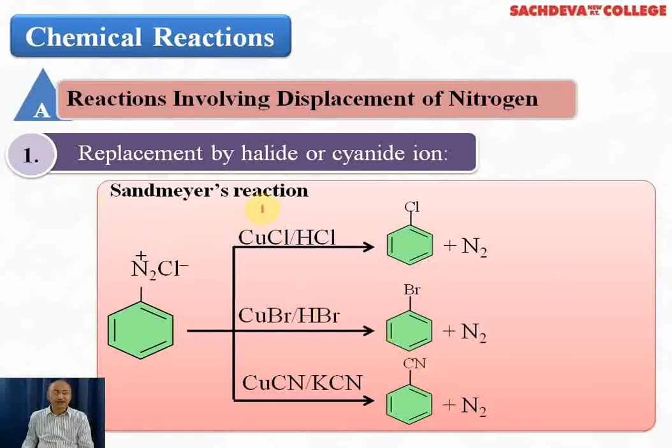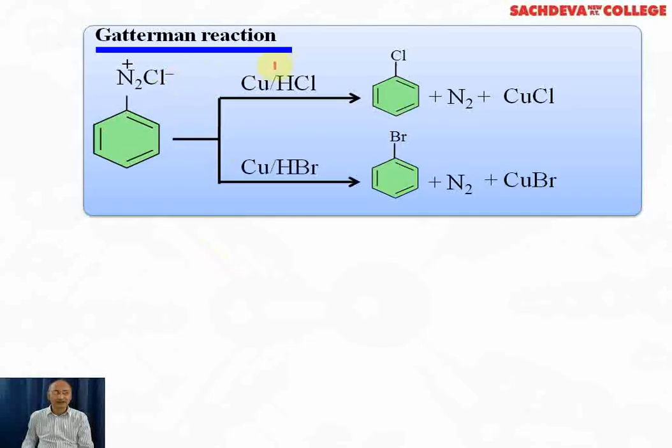This reaction is called Sandmeyer reaction, and the use of this reaction is, if you want to convert aniline to chlorobenzene, convert aniline to diazonium salt first, then get chlorobenzene by Sandmeyer reaction. Similarly, you can get bromobenzene: first convert aniline to diazonium salt and then bromobenzene. Benzonitrile can be prepared by Sandmeyer reaction by the same method. Next we are taking Gattermann reaction.